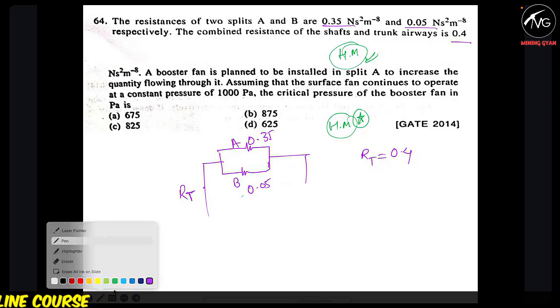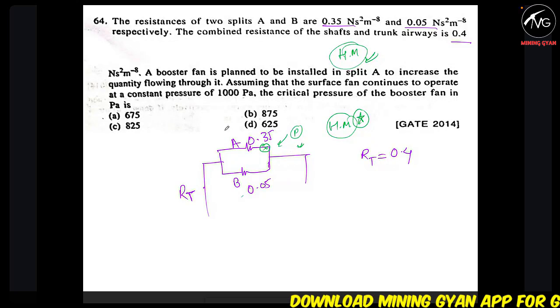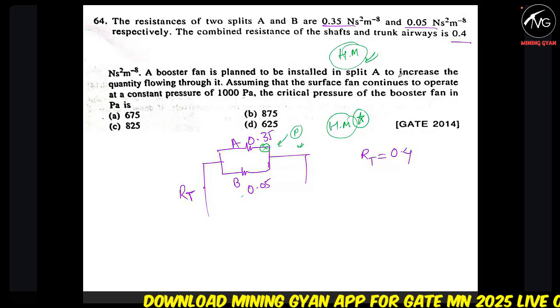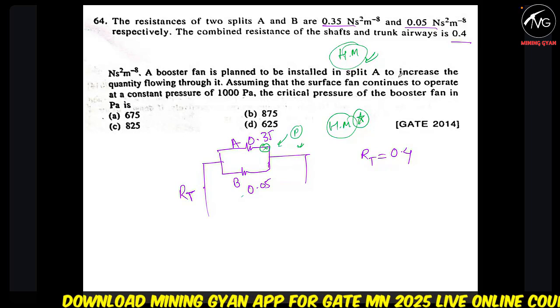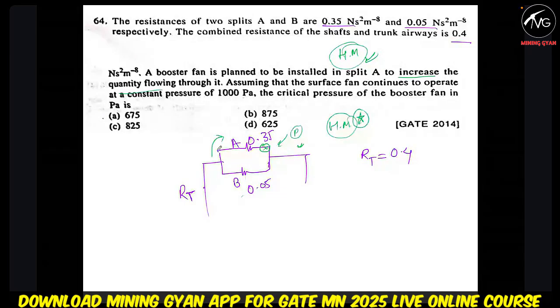A booster fan is planned to be installed in the split A. So you are placing a booster fan in the split A. That means you have to consider extra pressure. As I told you in many classes, if you are installing a booster fan, you have to consider the pressure of the booster and the increase in the quantity flow. Where you install the booster, it will increase the flow. Assume that the surface fan continues operating at constant pressure.